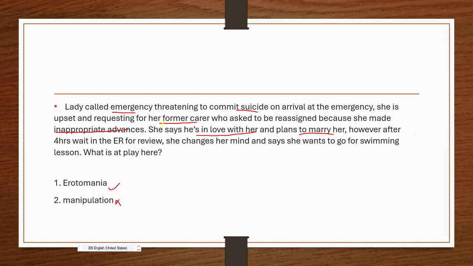All right. So that is erotomania. Manipulation is using something else to manipulate a patient to get something done. For example, if you need morphine or some addictive drug, you tell them you will kill somebody or damage the hospital, so that you get the drug. So manipulation is trying to get something by manipulating someone. Erotomania is when you think somebody is in love with you, which is a delusion. Now, this lady thinks that her former carer, former doctor is in love with her. So that is a case of erotomania, not manipulation. I hope I explained it clearly now.